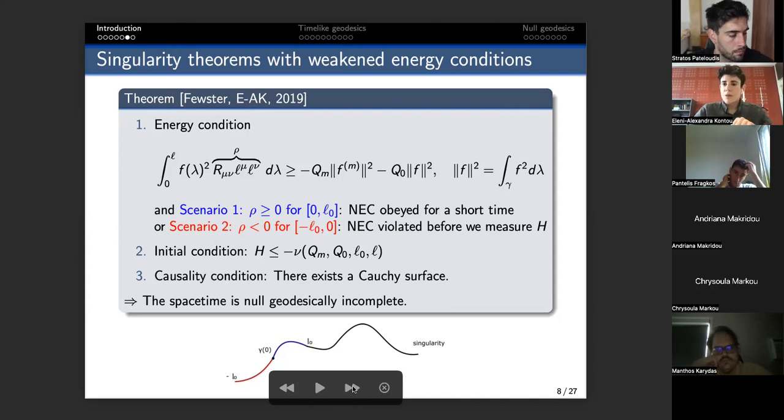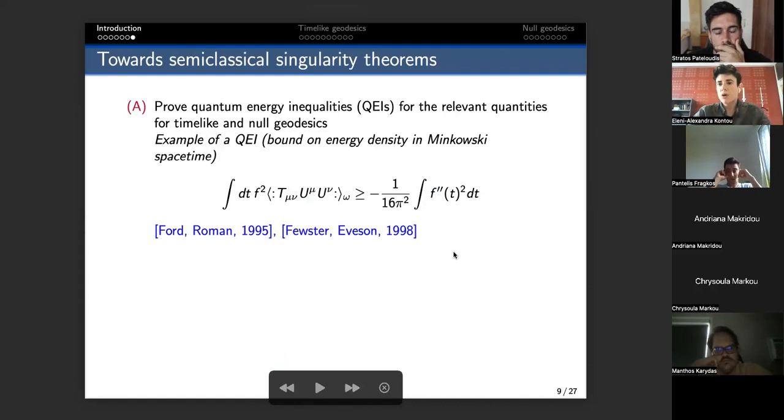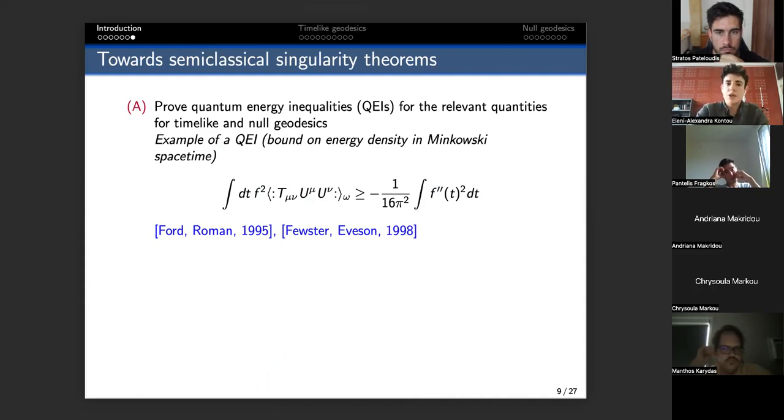All right, so we have the theorem for weakened conditions. And now how do we go from there to semi-classical singularity theorems? The first step is to actually prove energy conditions for quantum fields. And these conditions are called quantum energy inequalities. So here is an example of a quantum energy inequality. It's a bound on energy density in Minkowski space, one of the first quantum inequalities that was proven.